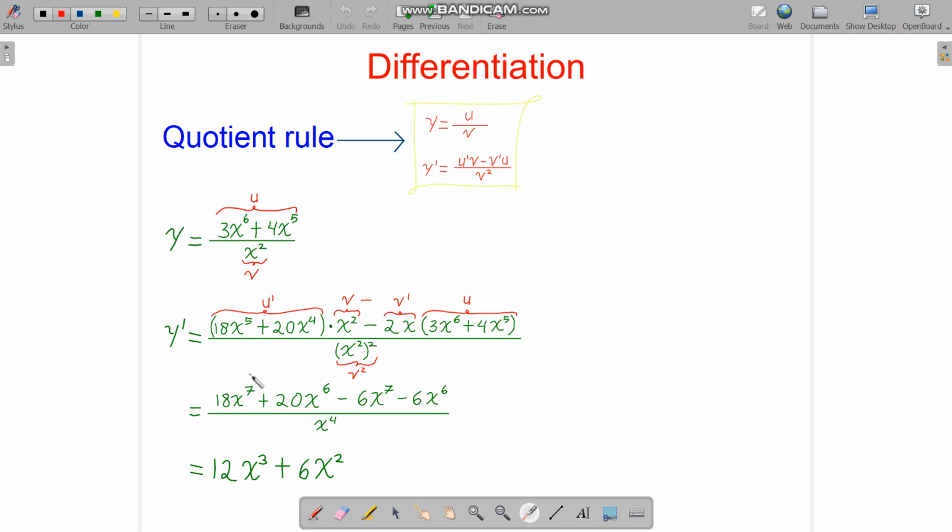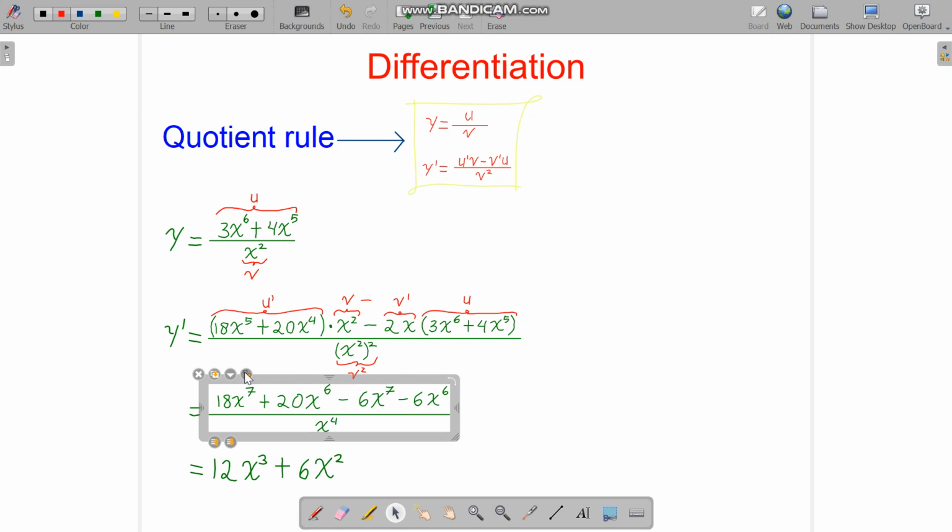And now if we simplify 18x to the power of 5 times x squared, we get 18x to the power of 7. 20x to the power of 4 times x squared, we get 20x to the power of 6, minus 2x times 3x to the power of 6, minus 6x to the power of 7, minus 2x times 4x to the power of 5, minus 8x to the power of 6. Actually, this is 8.